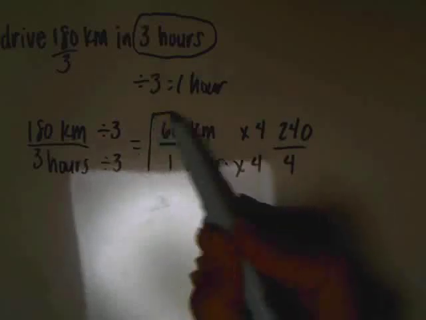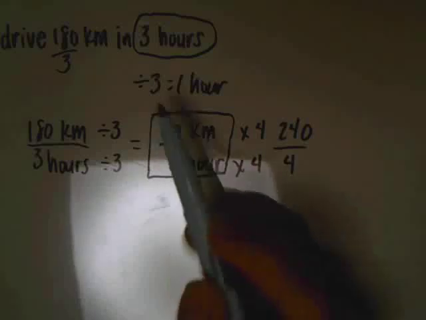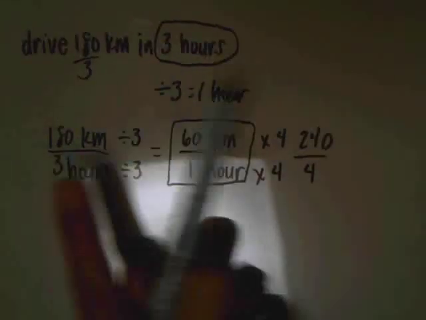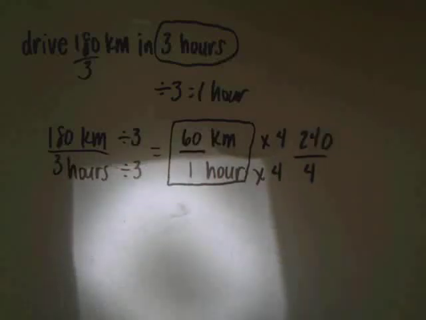But basically what you want to keep in mind is that you want to get one of these numbers, either the kilometers or the hours, down to a unit rate, which means a rate of 1, or the rate of proportionality. All right, let's try one more example. Let me get rid of this.